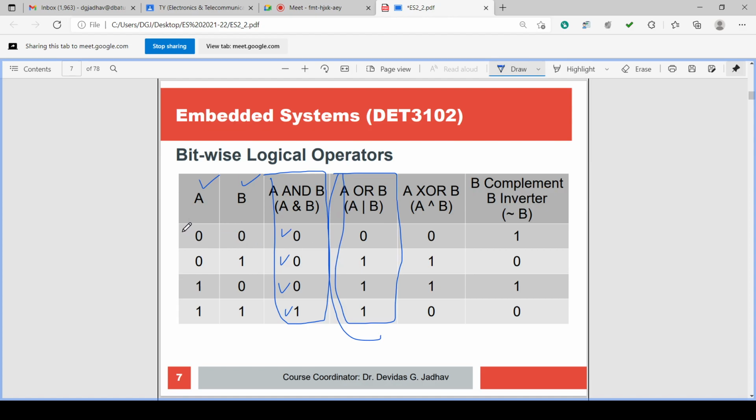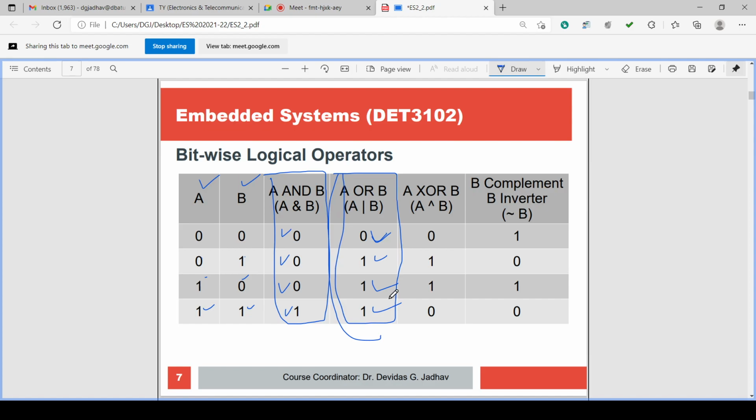So if A is 0, B is 0, A vertical line B, or A | B, is 0. A is 0, B is 1, A | B is 1. A is 1, B is 0, A | B is 1. If either of the two is 1, it is 1. Both are 0, then 0. Both are 1, A is 1, B is 1, A | B is 1.